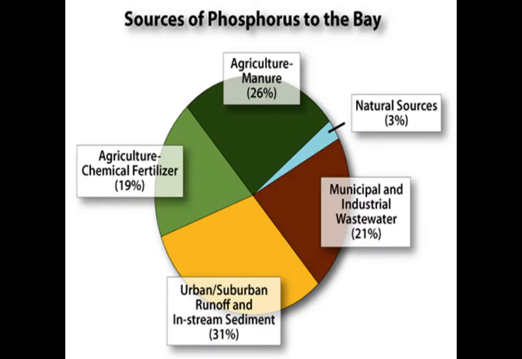Phosphorus, like nitrogen, occurs naturally in soil, animal waste, and plant materials, but these natural sources account for just 3% of the phosphorus loads to the Chesapeake Bay. Here are the major sources of the Bay's phosphorus pollution. The largest source is agriculture.